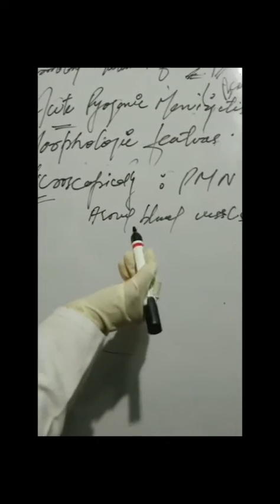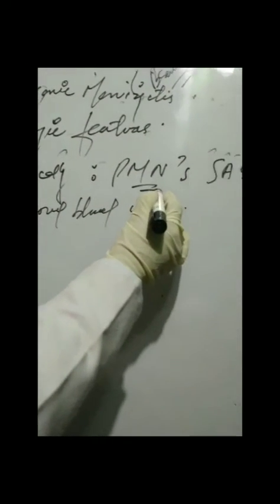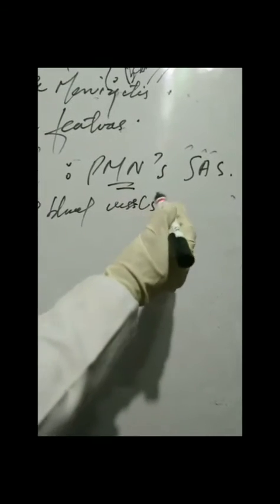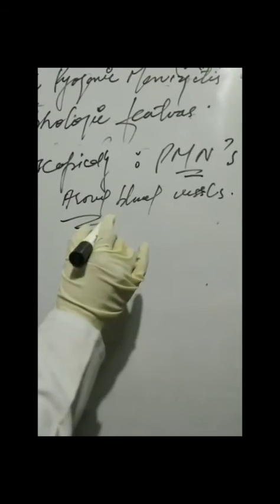Now what will happen microscopically? As we saw grossly, microscopically there will be the presence of numerous PMNs, polymorphonuclear neutrophils, in the subarachnoid space and around the blood vessels. So it was about the morphological features. Now let's have a look at the clinical features.